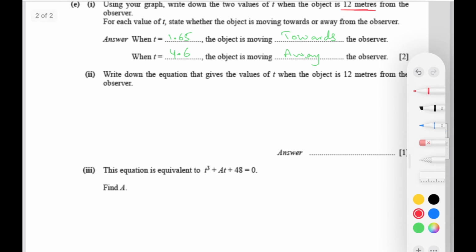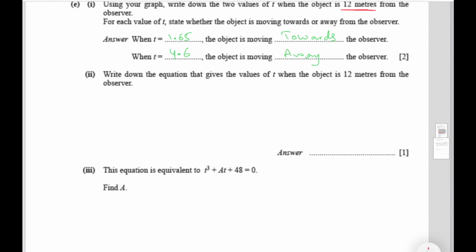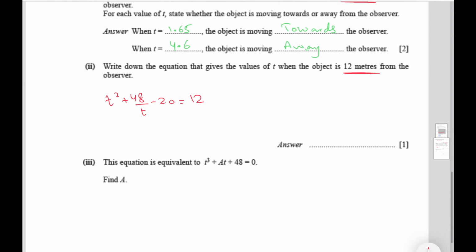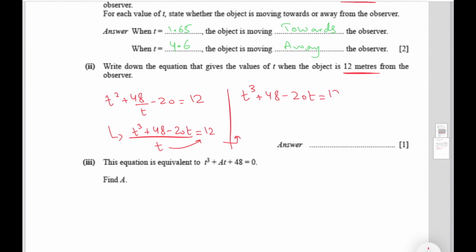So the equation of the curve is t squared plus 48 over t minus 20. Since they're talking about 12 meters, d is supposed to be 12 over here. That means this equation is equal to 12. We can also simplify this. We can write this with t as the common denominator. This becomes t cubed plus 48 minus 20t, and d goes to the other side, gets multiplied by 12. So this becomes t cubed plus 48 minus 20t equal to 12t.